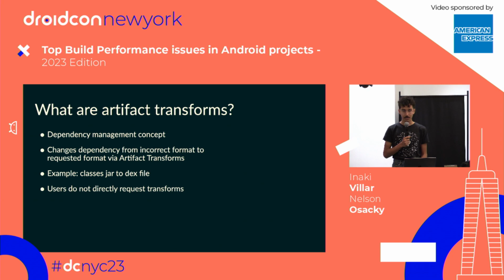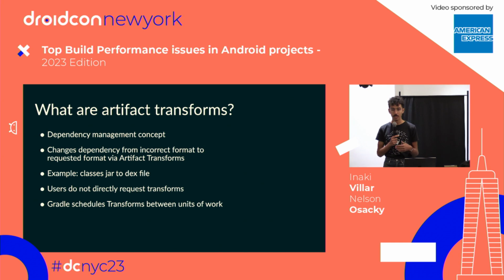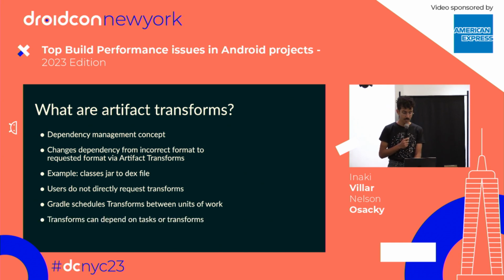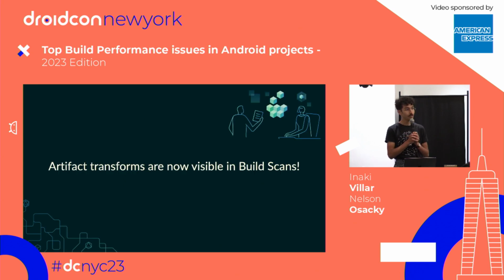Users or build authors do not directly request transforms, but Gradle automatically schedules transforms between units of work in order to match the requested dependencies. Transforms themselves can depend on other tasks, and they can also depend on other transforms. And what I'm here to tell you today is that artifact transforms are now available in build scans.